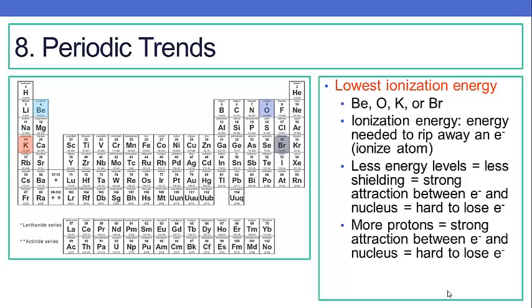More protons also means a stronger attraction, and it makes it harder to lose electrons. So between potassium and bromine, I'm looking for the one that has the fewest protons, so the weakest attraction, easiest to remove an electron. So the lowest ionization energy of our choices here is going to be potassium.